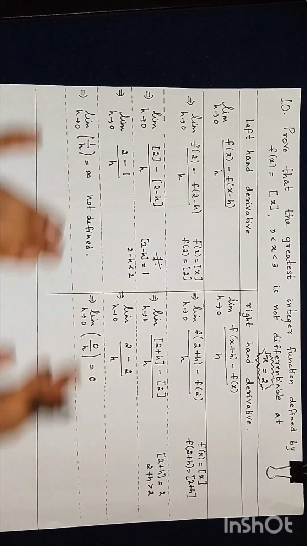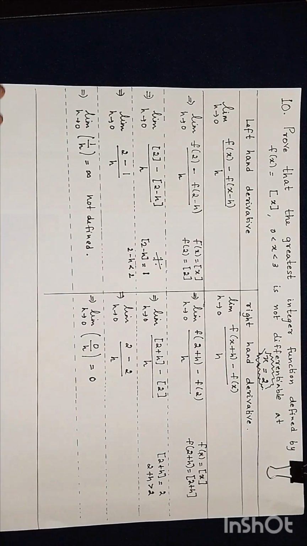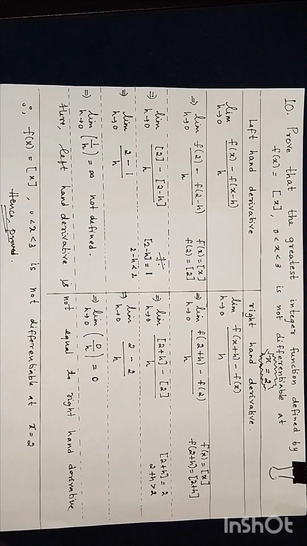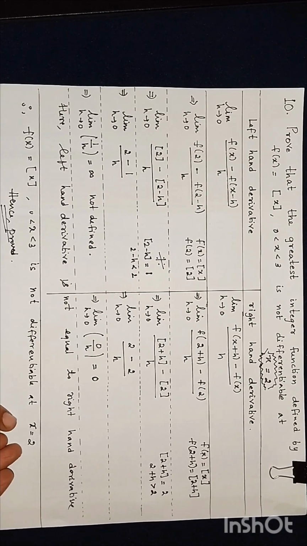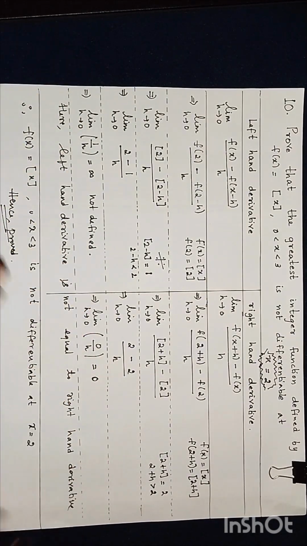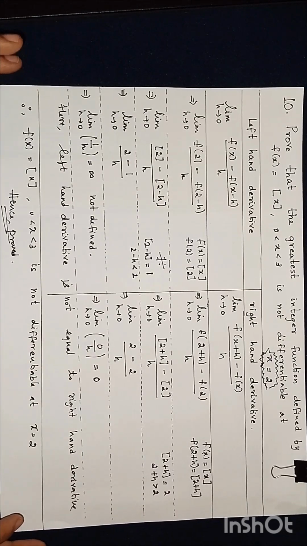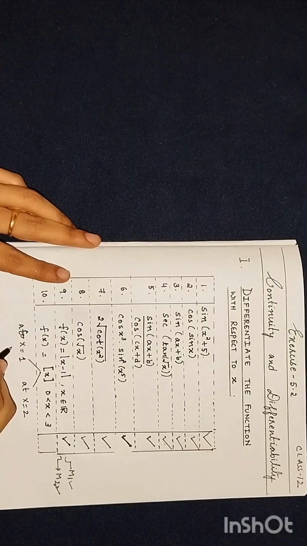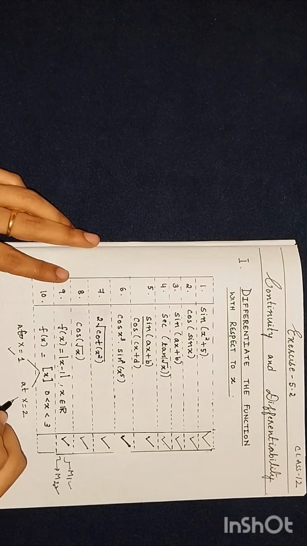So here left hand derivative is not equal to right hand derivative. Hence we can say that the function is not differentiable at the point x equal to 2, because they are not equal. Left hand derivative is not equal to right hand derivative, and left hand derivative does not exist at all. So we completed both the cases.